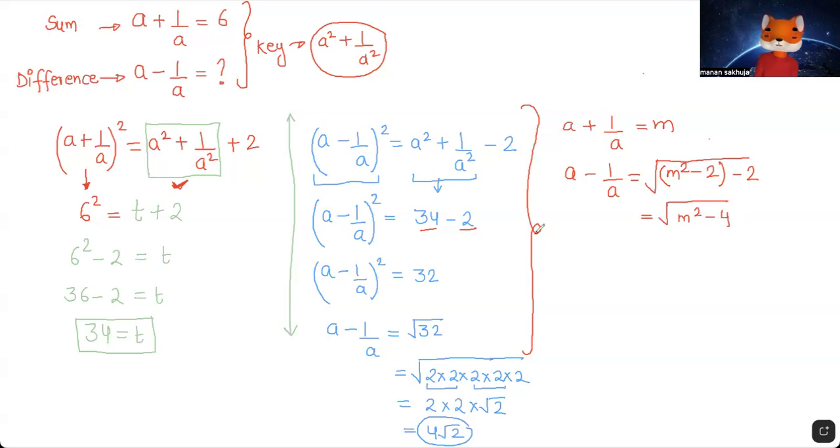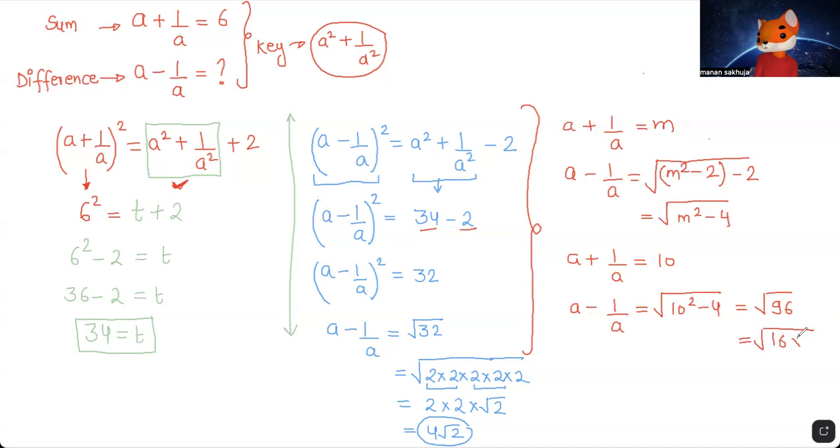Correct. Now students, we can easily use this in one step in some problems. Let's say if a plus 1 by a is given 10. So a minus 1 by a will be root under 10 square minus 4. That is nothing but 100 minus 4, that is root under 96. And you can do it the prime factorization way, or you can use this method of mine I'm writing. 16 is a perfect square, so 4 will come outside. 4 root 6 will be the answer.